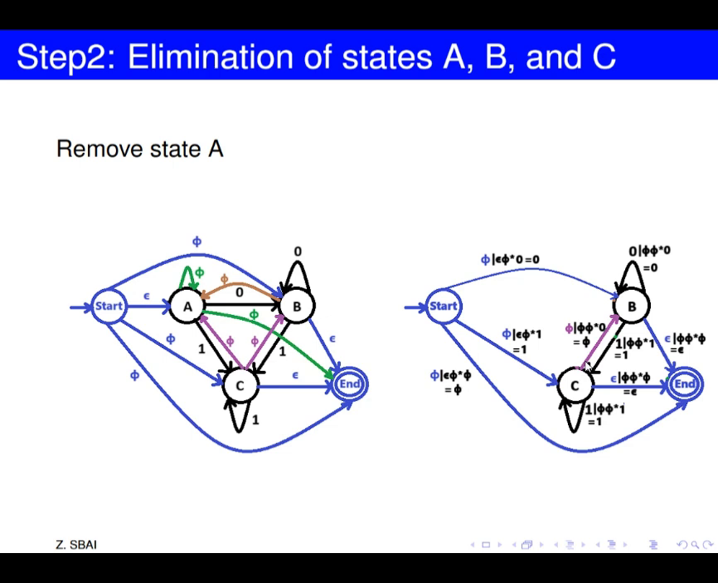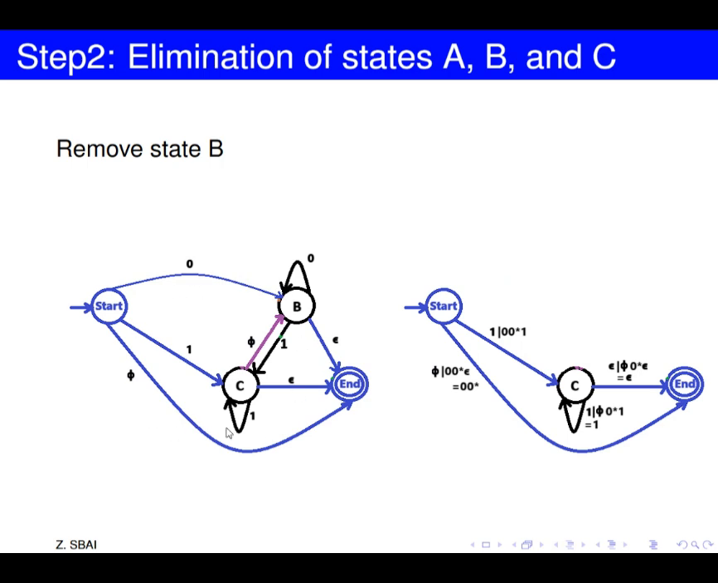The last edge to change here is the one linking C to B. Here we will write empty set because it's on the direct link between C and B, or the regular expression on the way from C to A then to B. This one is empty set star 0. And here the overall simplification will lead to empty set.